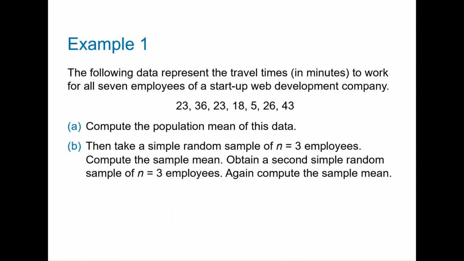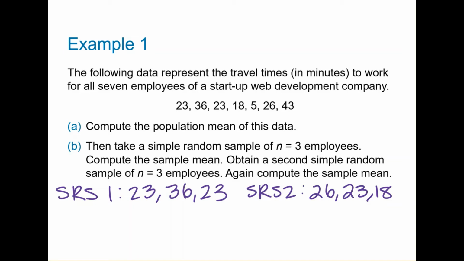Part B, then take a simple random sample of n equals 3 employees. Compute the sample mean, obtain a second simple random sample of n equals 3 employees, again compute the sample mean. Your simple random sample will vary, however, we will just use the following 2 simple random samples. Let's say the first simple random sample has 23, 36, and 23. And the second simple random sample has 26, 23, and 18.